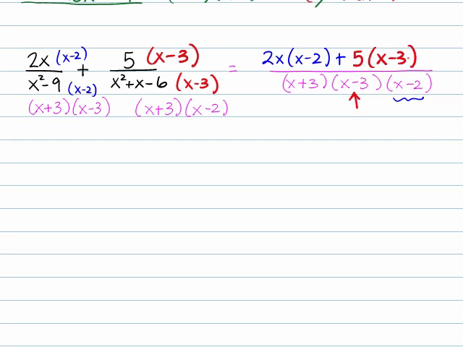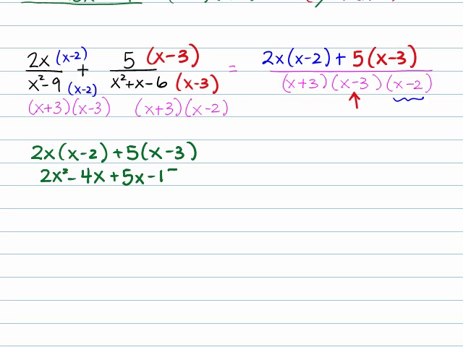The next thing I want to do is some math in the numerator until I can factor it, to see if there are any common factors with the denominator that I can simplify. In the numerator, 2x(x - 2) + 5(x - 3). Let's distribute: 2x squared minus 4x plus 5x minus 15. This is 2x squared plus x minus 15.